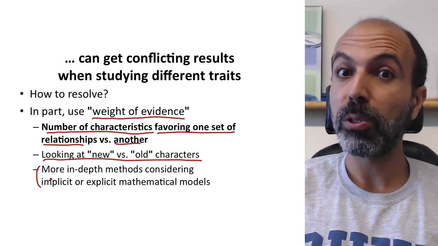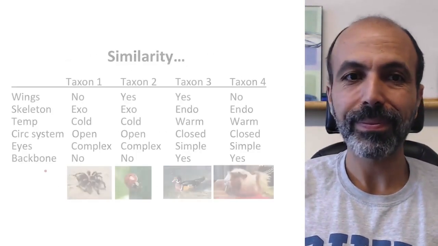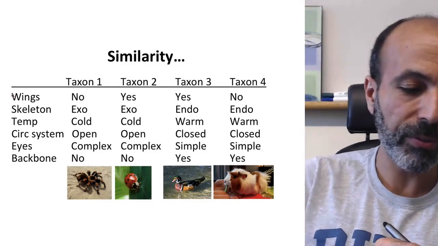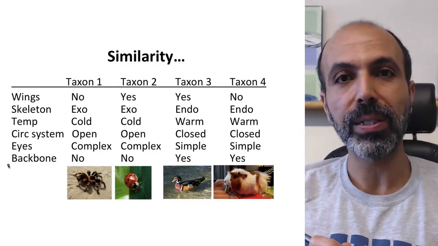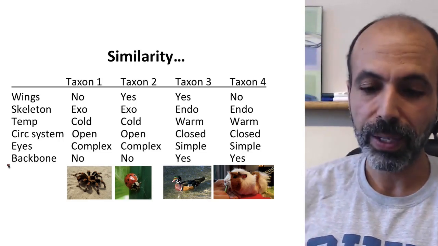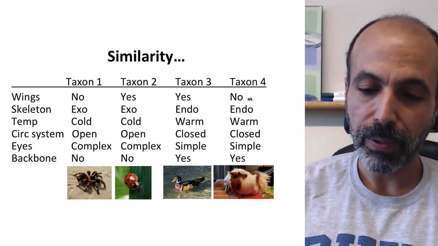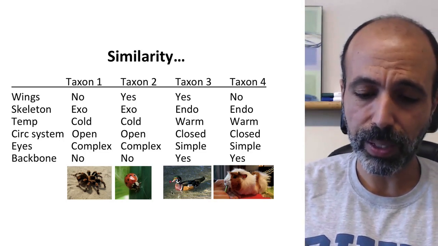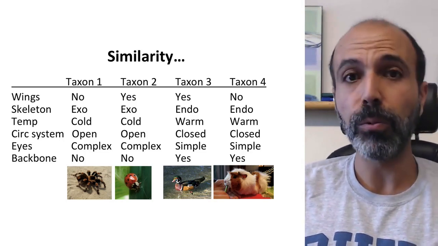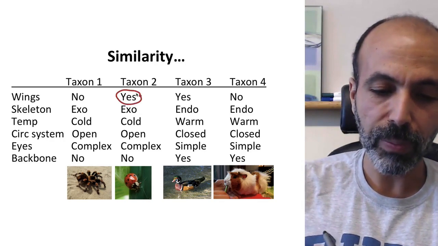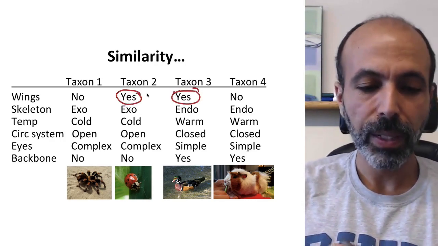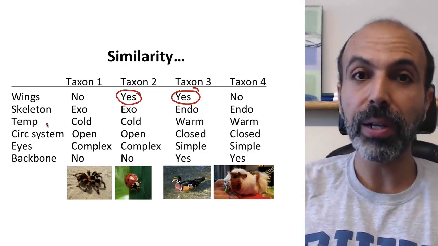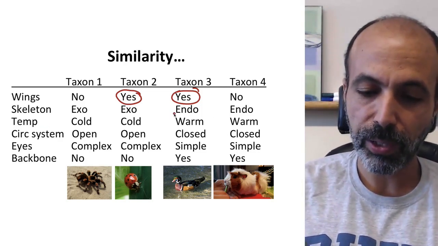So, with respect to similarity, here is the same set of animals that we looked at before. And here I've laid out a bunch of different characteristics, and these are ones that are potentially useful. And what do we see when we look at this? Well, taxon 2, which is the ladybug here, and taxon 3 being the wood duck, they share the fact that they both have wings. Okay? In contrast, the spider and guinea pig do not. For all the other characters, you'll notice that taxon 3 and 4 are similar.